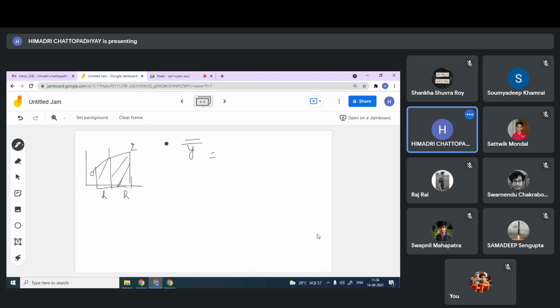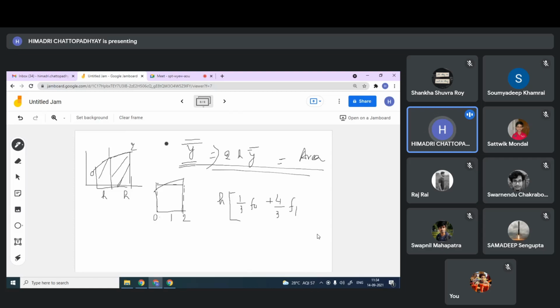One is h, another is h. So 2h into y average is the area under the curve. That is the purpose. So I want to get a value for this 0, 1, 2. So this is roughly equivalent to another square, I mean rectangle. So what is this y? To get this, I have to get that Legendre polynomial expression, and finally you will see the result. If you do that, for f0 f1 f2, the area is given by h times (1 third f0 plus 4 third f1 plus 1 third f2).